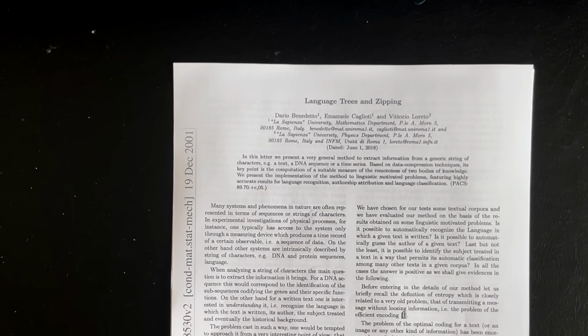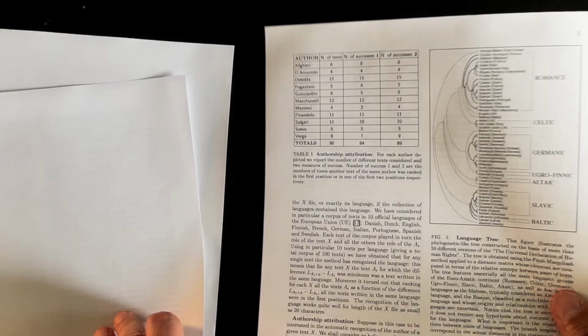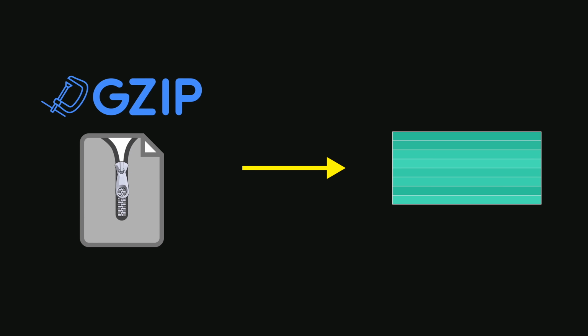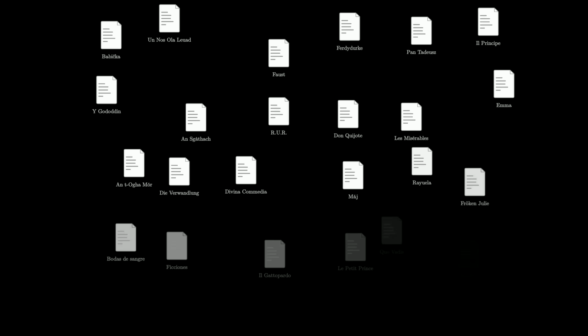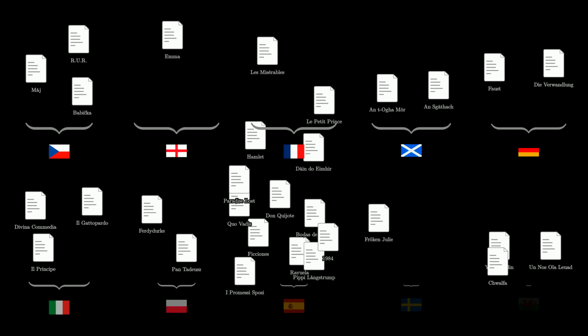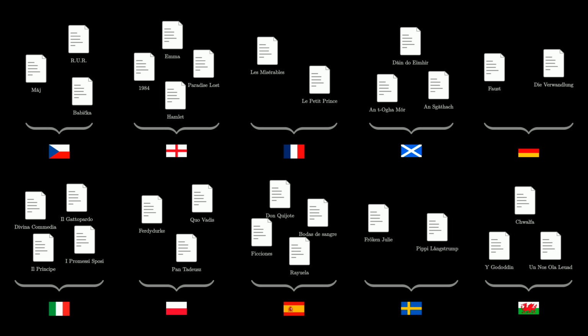There's a kind of wild paper from 2002 called Language Trees and Zipping, which shows how you can find structure between languages just by using very general file compression. For example, let's say I give you a bunch of text documents in many different languages, and your goal is to automatically cluster them by language.